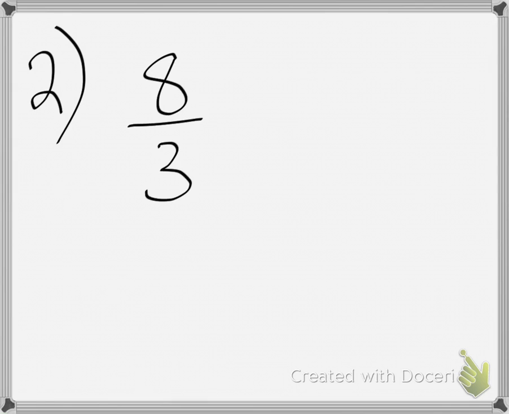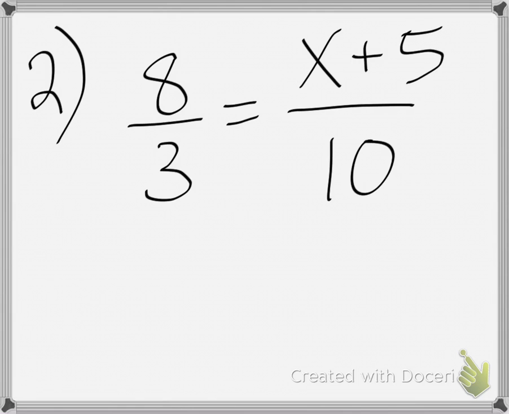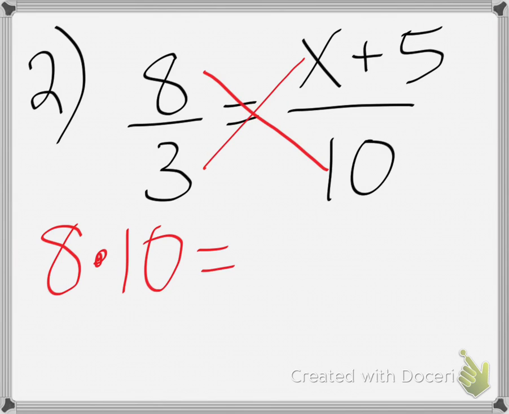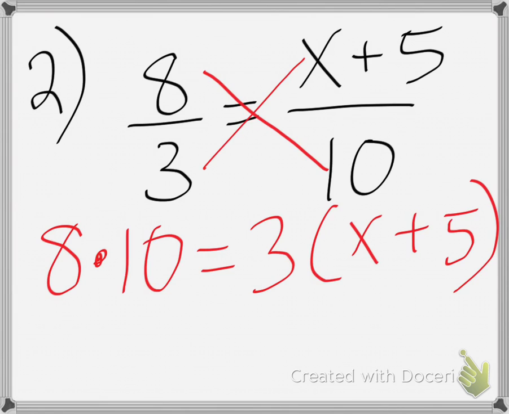Number 2, we've got a proportion equation, and this time we've got an expression in the top of the fraction. That expression is stuck together in the top of that fraction. So when we cross multiply, we're going to have to add in parentheses. So let's cross multiply. 8 times 10. Not so bad. 3 times x plus 5, and I have to multiply each thing by 3. So to remind myself, I'm going to use parentheses there, and we'll distribute and solve.